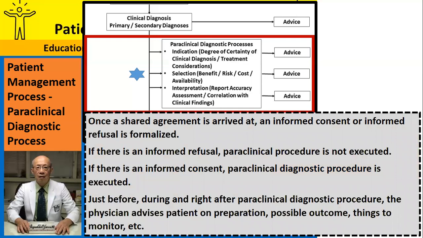Once a shared agreement is arrived at, an informed consent or informed refusal is formalized. If there is an informed refusal, the paraclinical procedure is not executed. If there is an informed consent, the paraclinical diagnostic procedure is executed. And just before, during, and right after the paraclinical diagnostic procedure, the physician advises the patient on the preparation, possible outcomes, and things to monitor, etc.